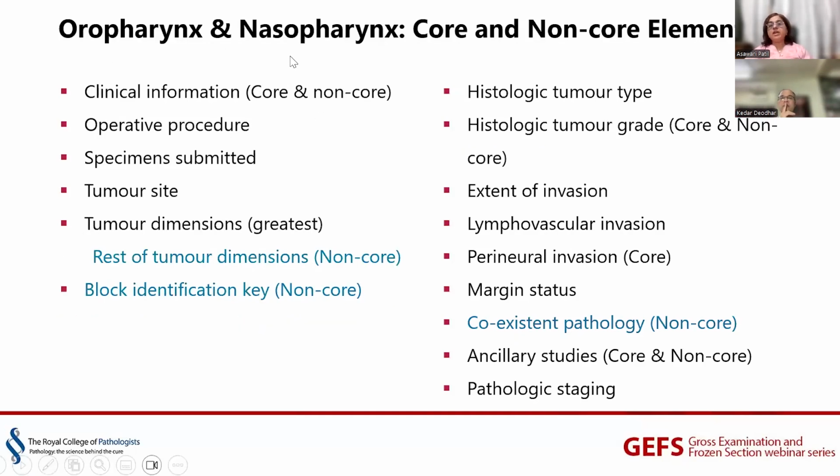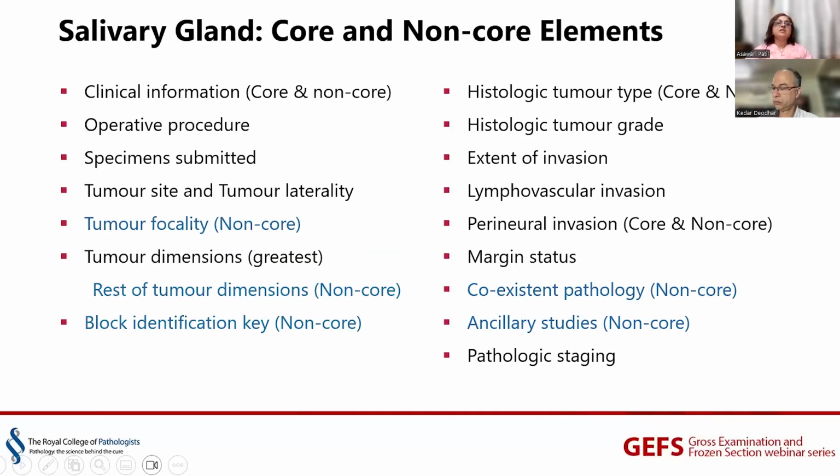Now, I have not covered oropharynx, nasopharynx, and salivary gland in detail, but we'll just briefly look at the core elements. Clinical information and everything else is a core element, similar to what we see in other specimens. And again, histology, the same type of core and non-core elements are here, and they are important. Ancillary studies are obviously important, especially for oropharynx, because we need to know whether it is HPV mediated or not. So p16 is essential. So ancillary studies can be a core element in those tumors. Salivary gland, again, clinical information and specimens, tumor site, tumor dimensions, but tumor focality is a non-core element.